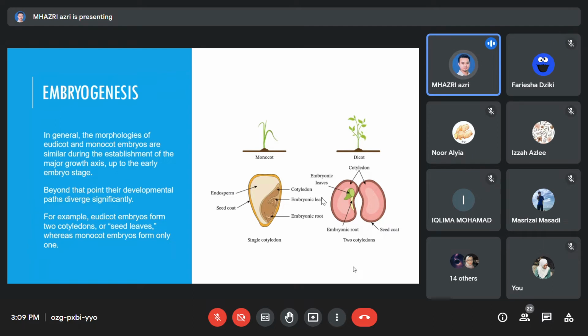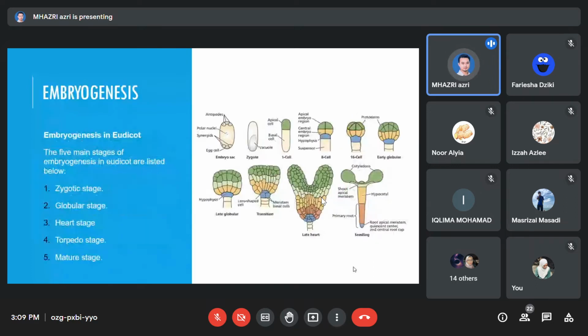The dicot also at the initial stage, the dicots than monocots. But after globular states, the developments will be significantly different. Okay, later we will discuss the difference between embryogenesis in monocot and also dicots. So generally, embryogenesis in eudicots or dicots involve 5 different stages, which are zygotic stage, globular stage, heart stage, torpedo stage, and also mature stage.